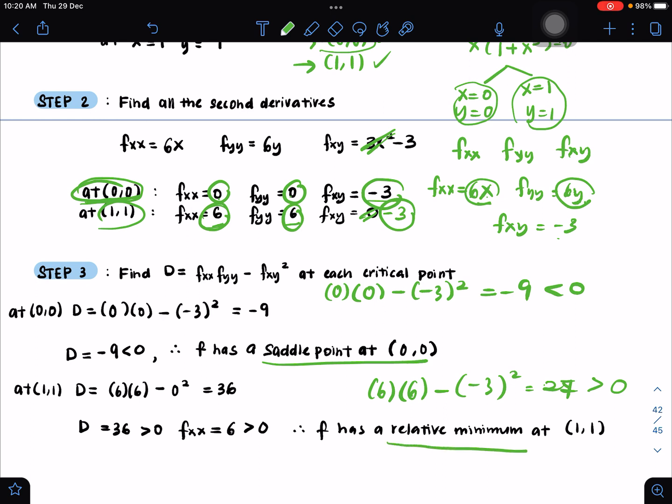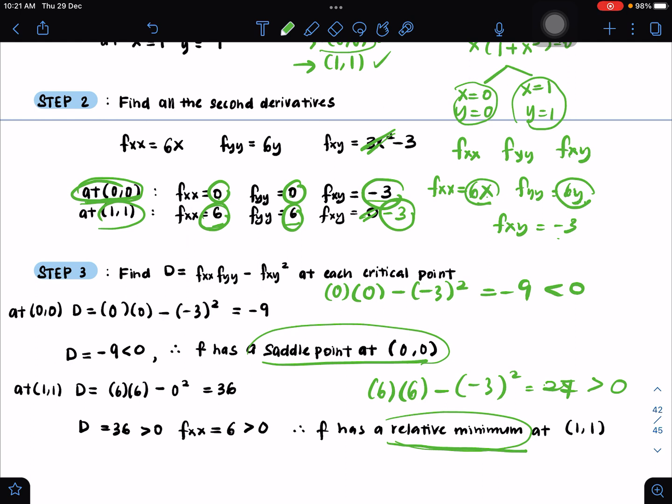So maksudnya point kita tadi ada 2. 0, 0 adalah saddle point. Dan 1, 1 adalah relative minimum point. So dia boleh jadi ada dua critical point tapi berbeza sifat. Satu tu saddle, satu tu minimum point. Okay, tapi dia punya conclusion dia nak check kita punya maxima and minima, iaitu relative extrema. Relative extrema tu boleh jadi dua, either relative minimum atau relative maximum.